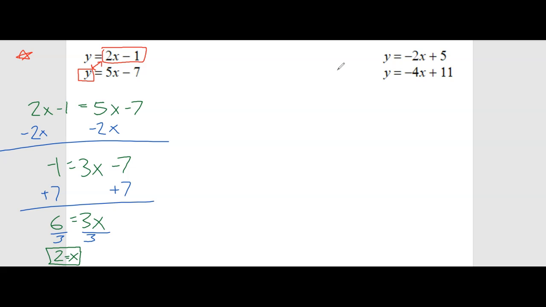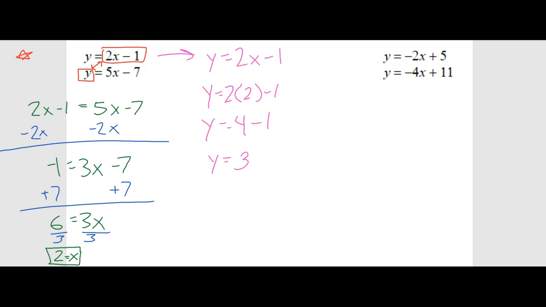But in this system of equations, we have 2 values, right? We have an x and a y. So I have to go back and find out what my y value should be if x is equal to 2. And here we're going to make another substitution. I'm going to take this x value of 2, and let's just choose my first equation. So I have y equals 2x minus 1. Well, I already know that x has to be equal to 2. So I can replace x with 2.